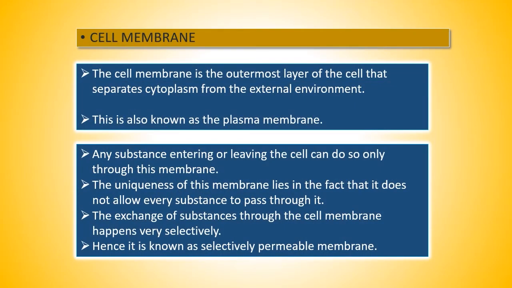Let us learn about cell membrane. The cell membrane is the outermost layer of the cell that separates cytoplasm from the external environment. Any substance entering or leaving the cell can do so only through this membrane, and the exchange of substances through the cell membrane happens very selectively, and hence it is known as selectively permeable membrane.